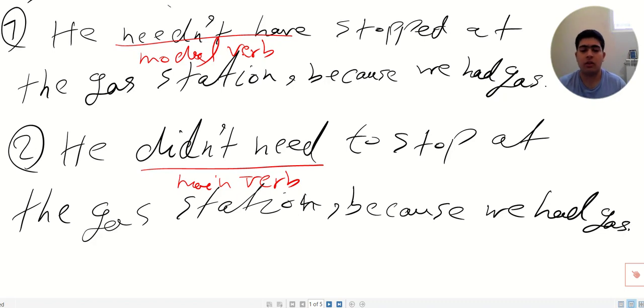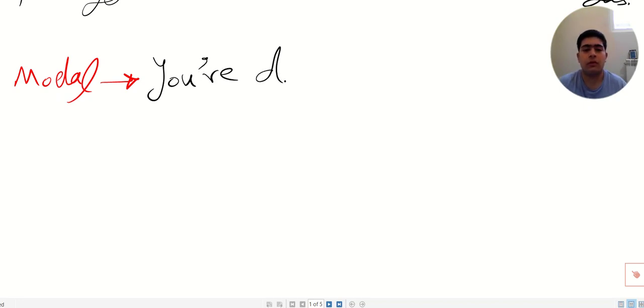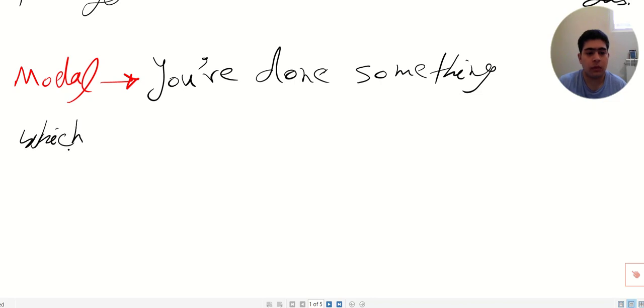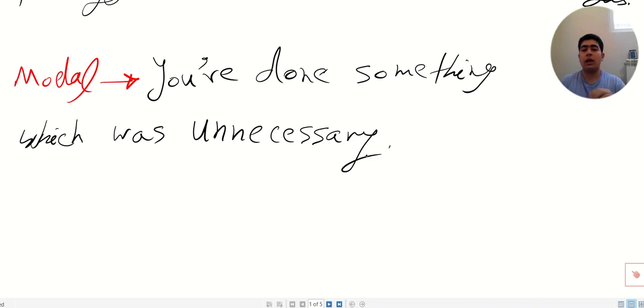So when we say need as a modal verb, let me write the definition down here. As a modal verb, you did something, or you have done something, which was unnecessary. You've stopped at the gas station, but it was a waste of time. You had gas. So you needn't have stopped at the gas station because you had gas. It means there was no force, there was no need. You stopped at the gas station, but you didn't have to. So you've done something which was unnecessary.